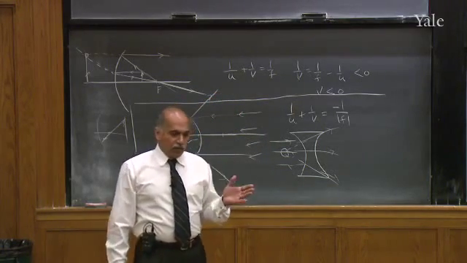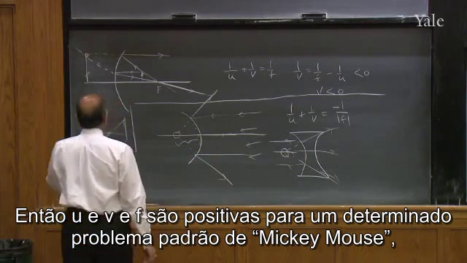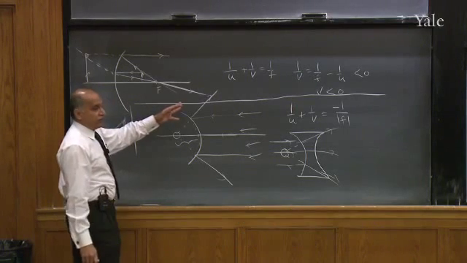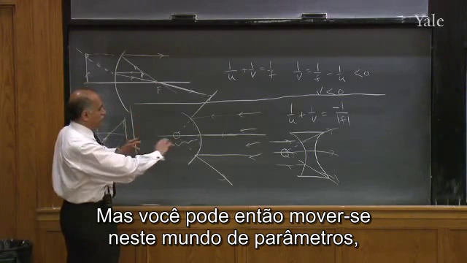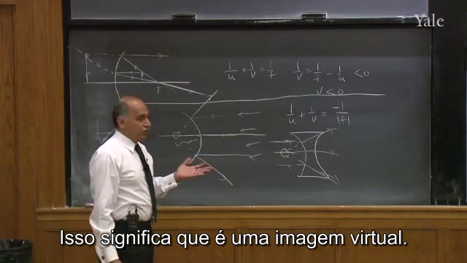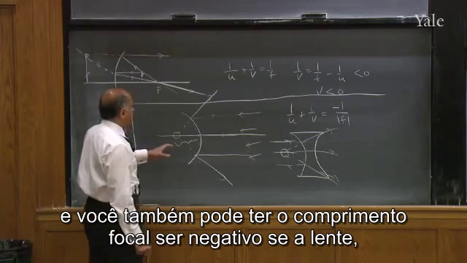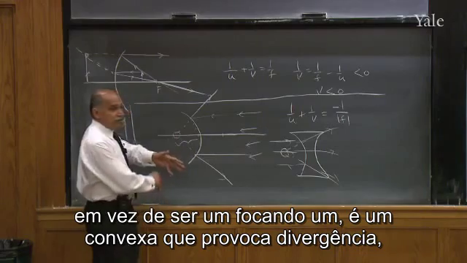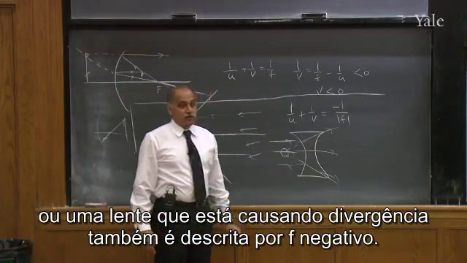So u and v and f are positive for a certain standard Mickey Mouse problem where you have a focusing lens and you have u bigger than f, then v is positive and everything is positive. But you can then move around in this world of parameters where v becomes negative. That means it's a virtual image. U is never negative because you put the object where you like. And you can also have the focal length being negative if the lens, instead of being a focusing one, is a convex one that causes divergence. Or a lens which is causing divergence also is described by f negative.